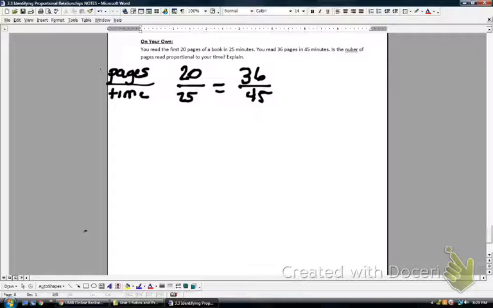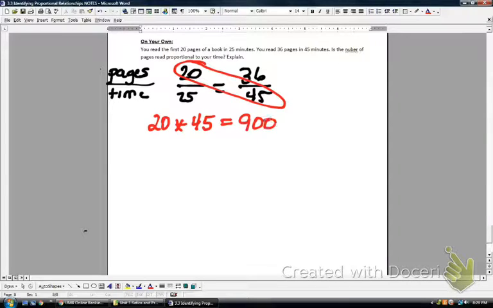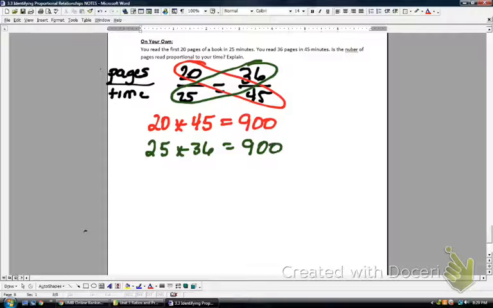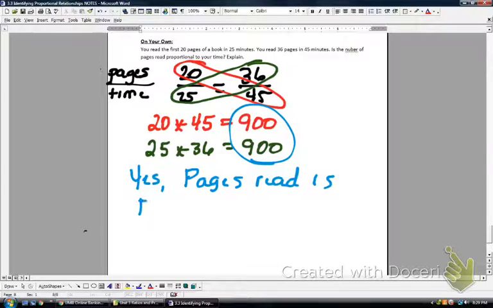So I'm going to use the cross product property. I'm going to cross the equal sign and multiply. 20 times 45 is 900. Then I'm going to do the same thing again. I'm going to cross the equal sign and multiply. 25 times 36 is 900. So what I'm comparing are these two numbers, 900 and 900. So yes, they're the same number. So the pages read is proportional to the time.